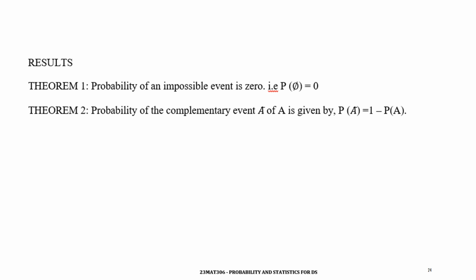Then the results of classical probability are: the probability of an impossible event is 0, and the probability of the complementary event A bar is given by P of A bar is equal to 1 minus P of A. These two conditions we have seen already.